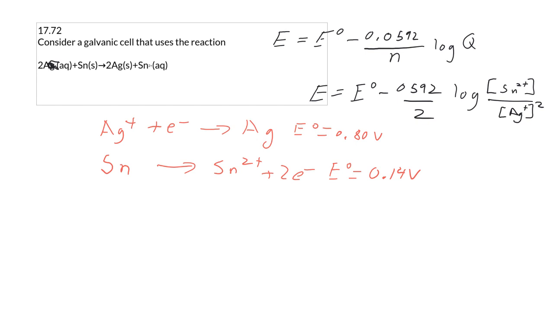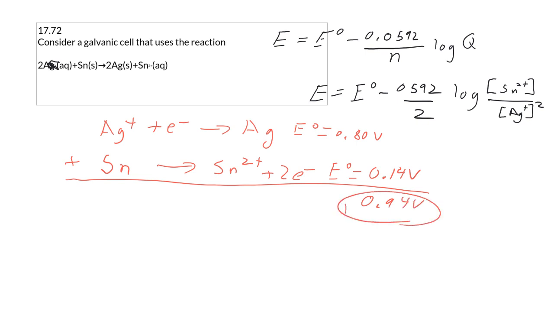Wait, did I say 7? 0.14 volts. Add those together, and I get 0.94 volts for my cell potential. You can see that as I saw that 2 in my balanced equation up here, that comes from the fact that I have to multiply this by 2 to get my electrons to cancel out, which is also why I have the 2 in the Nernst equation.